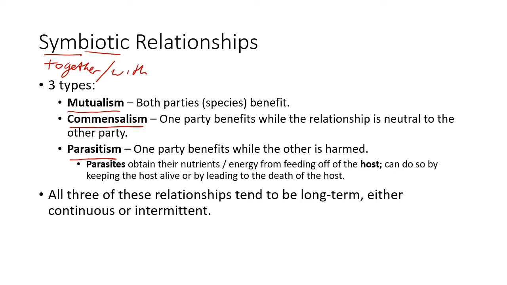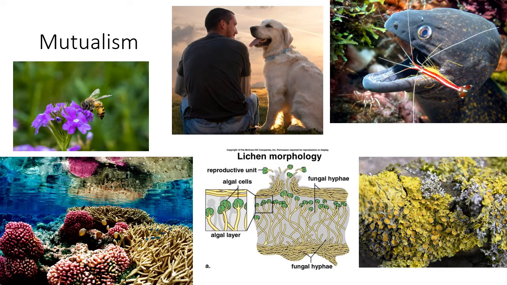Again, this should be a review from biology class. All right. So mutualism, both parties are going to benefit. I really like the human and the dog. We provide the dog with food and a home. The dog provides us with protection, hunting, companionship, herding of sheep, whatever it is, they're providing us with a service.